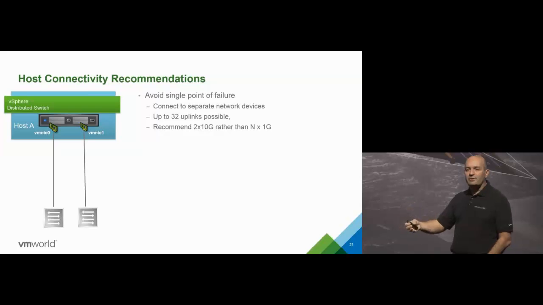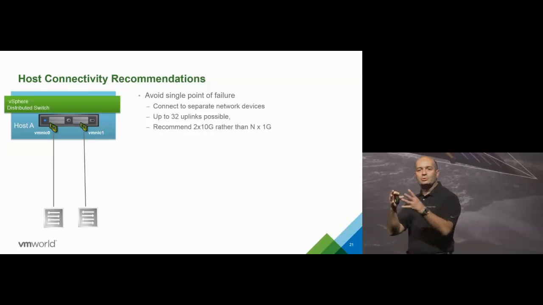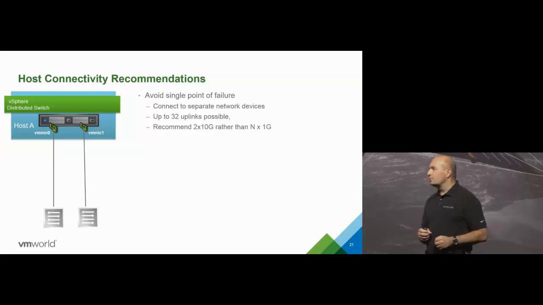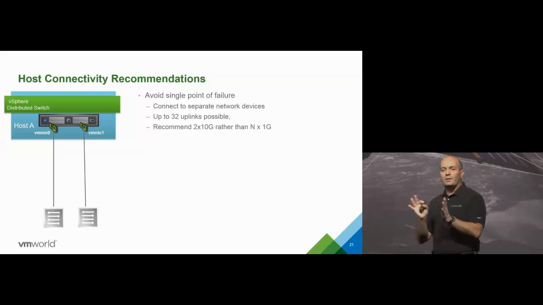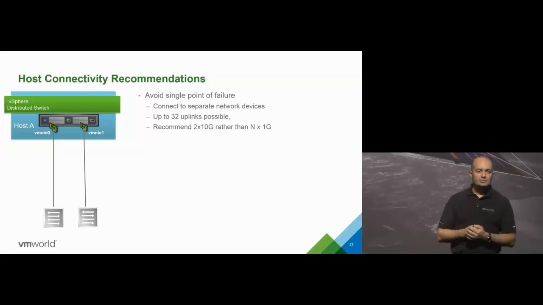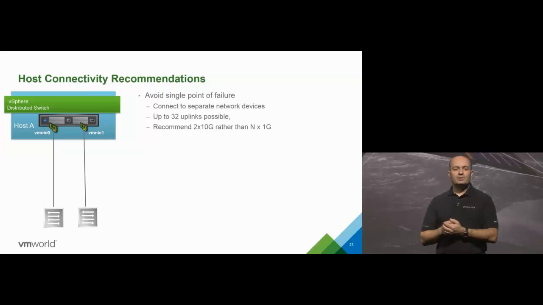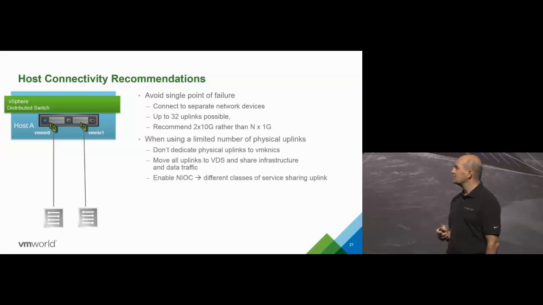Some customers have a rack as a unit of failure. The whole rack can fail. They connect all their hosts to a single top-of-rack switch. If the switch dies, they have another rack that takes over, for example. That's one model that is valid, of course, but many customers are typically dual homing their hosts to two different top-of-rack switches. We support up to 32 uplinks, but the trend now is to go to 10 gig interfaces, and typically you only have two uplinks in that case.